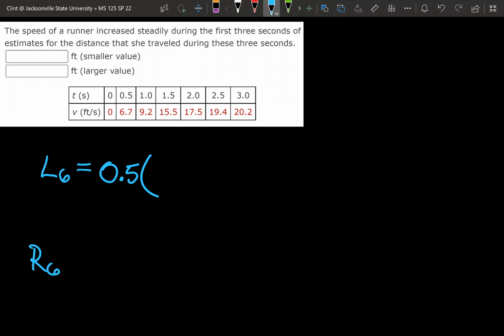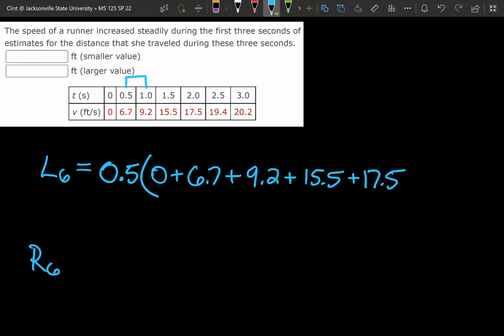Okay. And then if we're using the left endpoints, from 0 to 0.5, using our left velocity, what would our velocity be? It'd be 0. And then on the next interval from 0.5 to 1, we use the one on the left, so it'd be 6.7. And then we can keep going, right? The next one would be 9.2, and 15.5, and 17.5. And then on our last one, between 2.5 and 3 seconds, the left-hand one is 19.4.